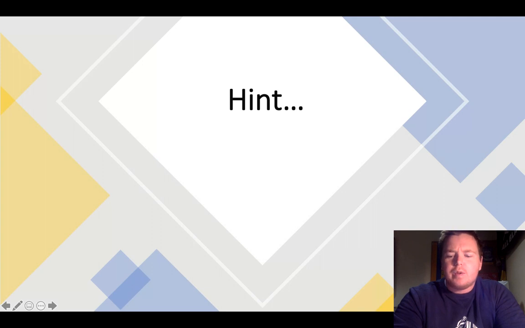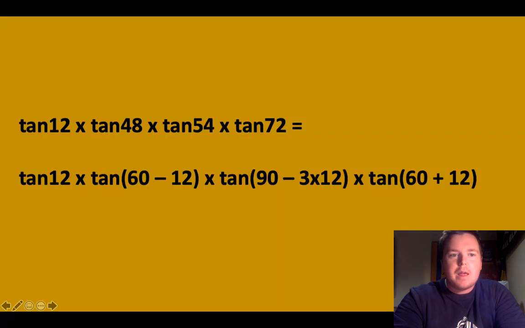Okay, a hint if you would like one to get you started. If you don't, then pause and try it yourself without the hint. It's quite a useful hint. We write everything in the right hand side in terms of 12 degrees. So 48 is 60 minus 12 and 72 is 60 plus 12. The not so obvious one is that 54 is 90 minus 3 times 12. So yeah, rewriting the right hand side in that form helps us.